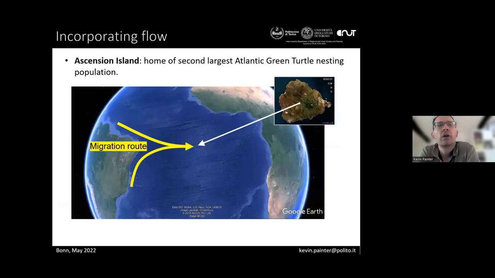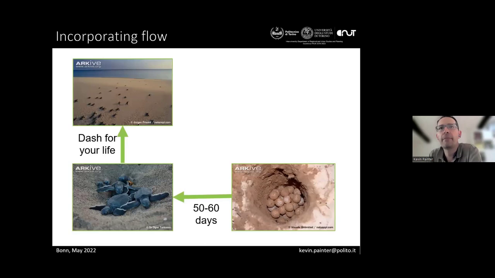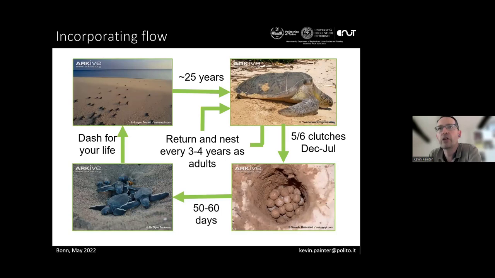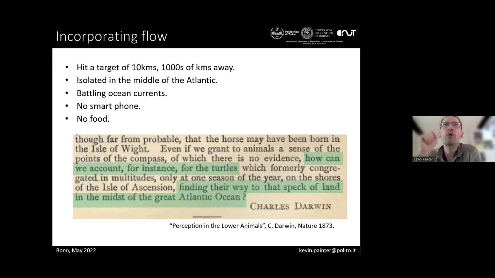We can also incorporate things like flow in the environment. And this now goes back to my turtle population earlier, these turtles that are famous for doing this migration from South America to Ascension Island right in the middle of the Atlantic. This is the phenomenal migration journey that turtles are famous for. I talked about this earlier, so I won't go through that again. But the problem here is the question of how these turtles were able to find this target of around 10 kilometers, isolated in the middle of the Atlantic. They don't have anything like a smartphone, and there are also complicated currents that they have to battle on the route and the journey as well. So that's this classic problem of navigation.